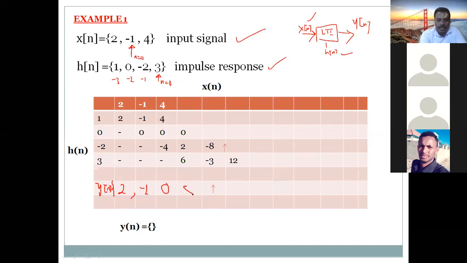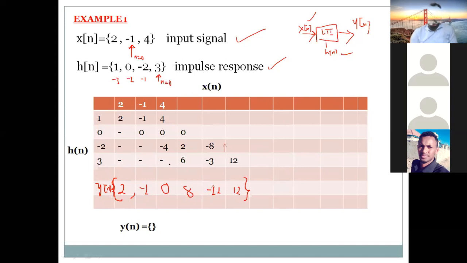Next, it is 8, right? 2 plus 6. Then here we have -11, and here we have 12. This is the output, right? The output, using what? This simple linear convolution method.